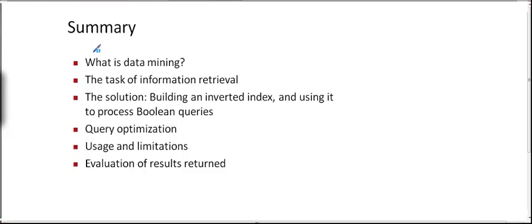Okay, so just to summarize, what we have discussed so far is, we have talked about what data mining is, we've talked about what information retrieval is, we have built an IR system from scratch, an inverted index, we've used it to process Boolean queries, we have learned how to optimize those Boolean queries, and we have looked at several examples of applications of the Boolean retrieval model. And we have also looked at some of the limitations of the model or the engine that we have built so far. It can't handle phrase queries, proximity queries, and so on.